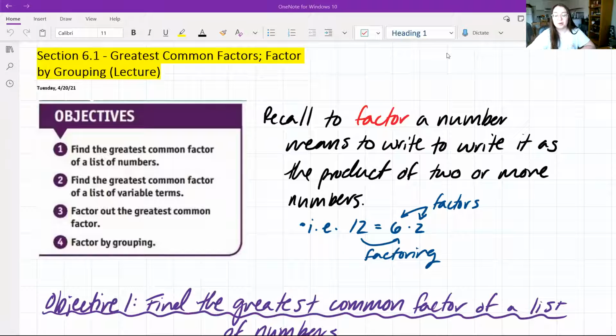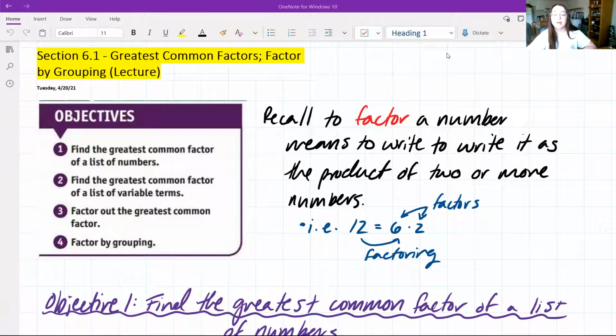All right, hello everyone. Today we're going to be going over section 6.1, which is on greatest common factors or factor by grouping. So we have four objectives. We want to find the greatest common factor of a list of numbers. We want to find the greatest common factor of a list of variable terms. We want to factor out the greatest common factor, and then we're also going to factor by grouping.